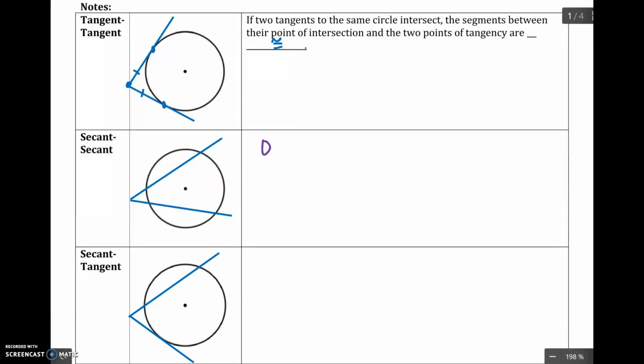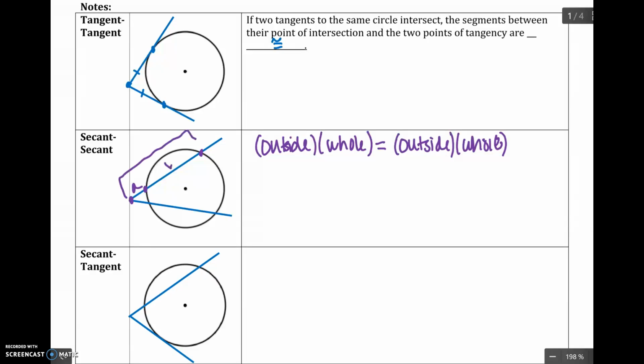Now, I like to use the words outside portion times whole from one tangent, or from one secant, equals the outside portion times the whole of the second one. So when we look at this, we have the outside portion here, and then the whole thing here, which if you only had the two pieces, you would have to add them. Otherwise, if you had the length already, you could use it that way.